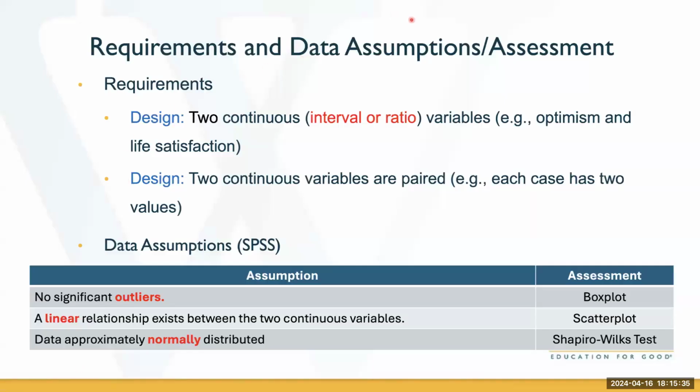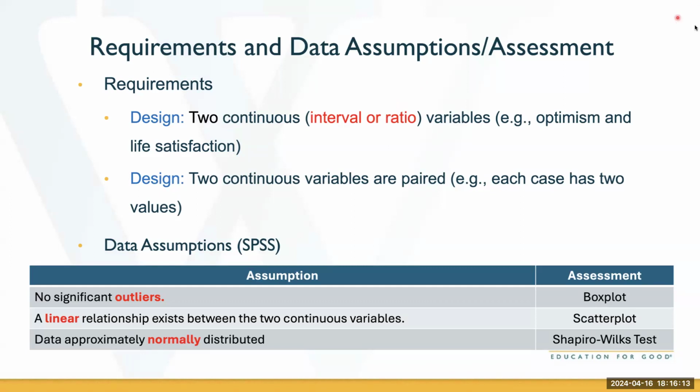Now, what are these data assumptions? We also have some requirements for the test that I'm going to talk about first. Design-wise, meaning that when we go into the data set, you must select, and I'm going to repeat, you must select 2 continuous variables, meaning they're either interval or ratio. And remember, in SPSS, that will be represented by a scale variable, and we'll take a look at that.